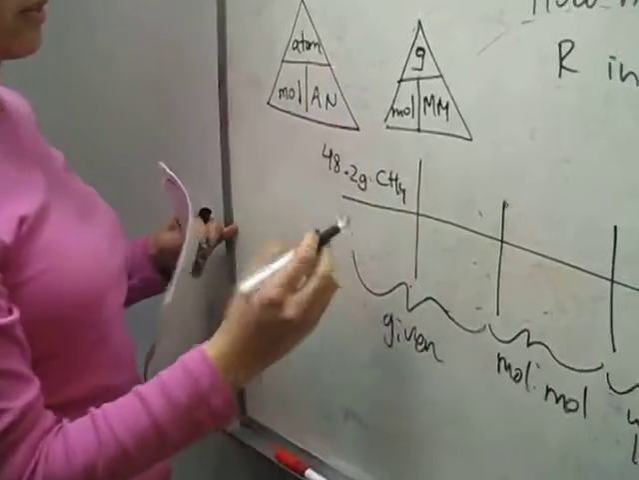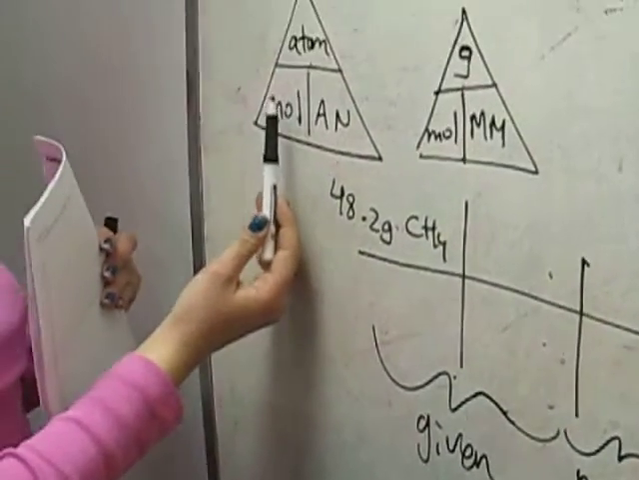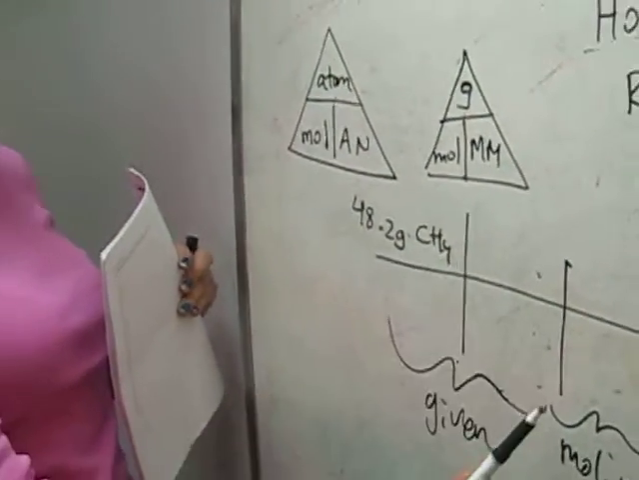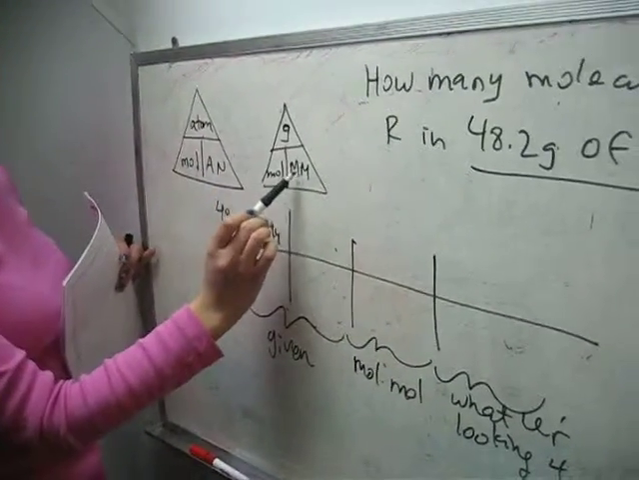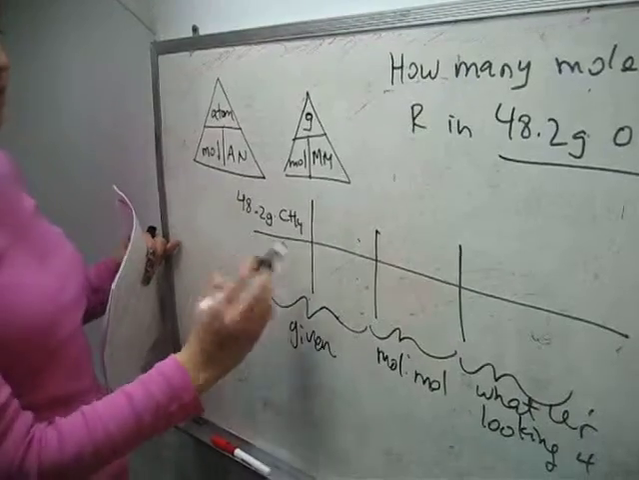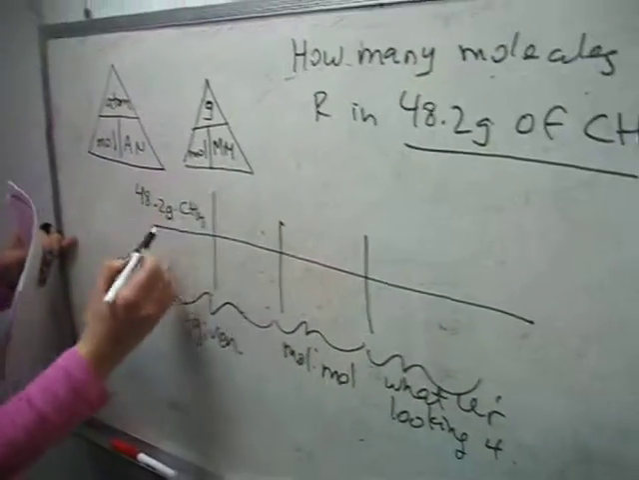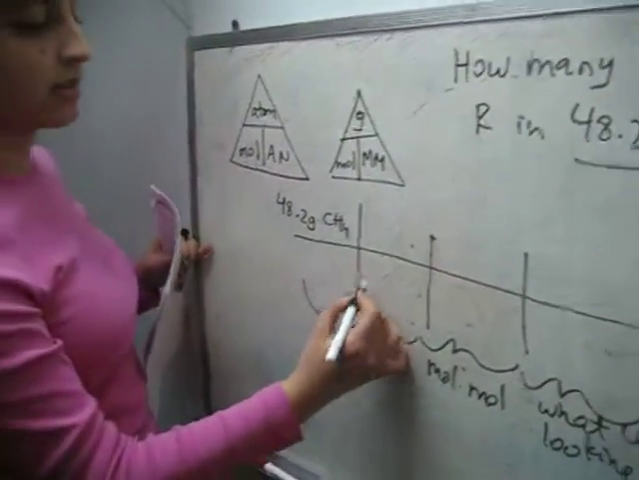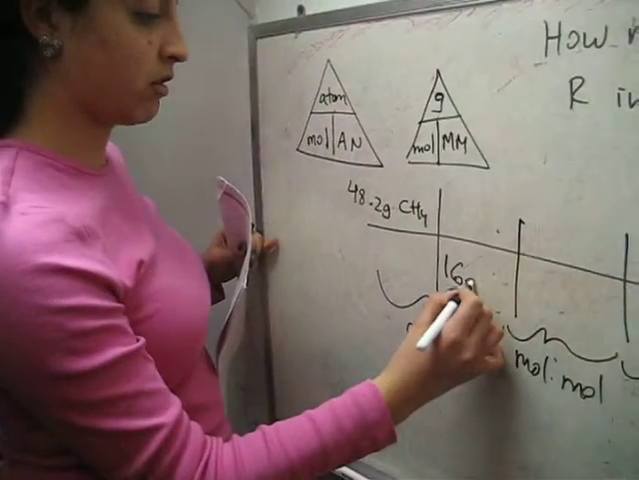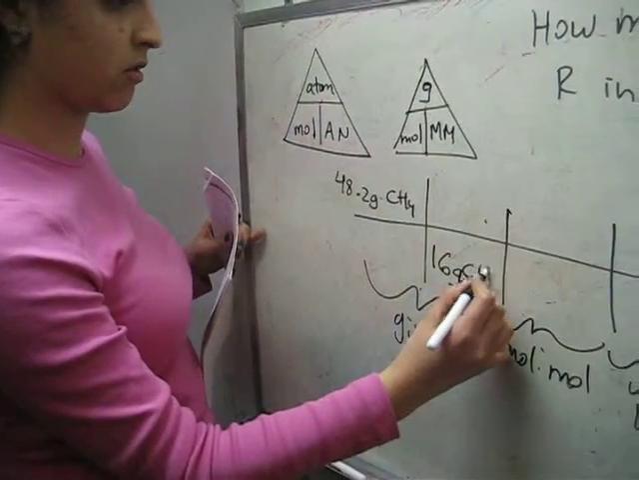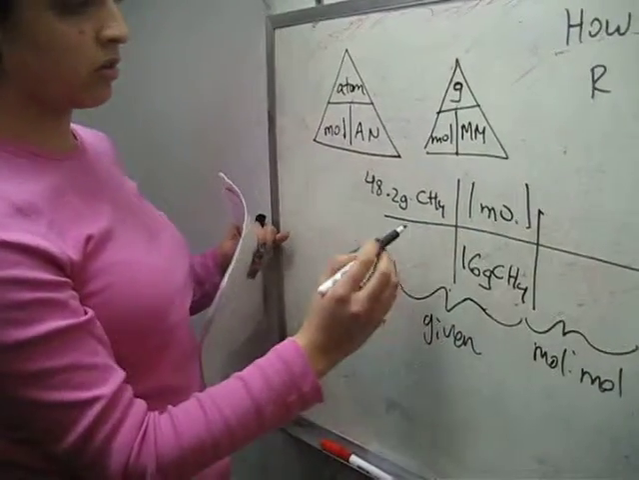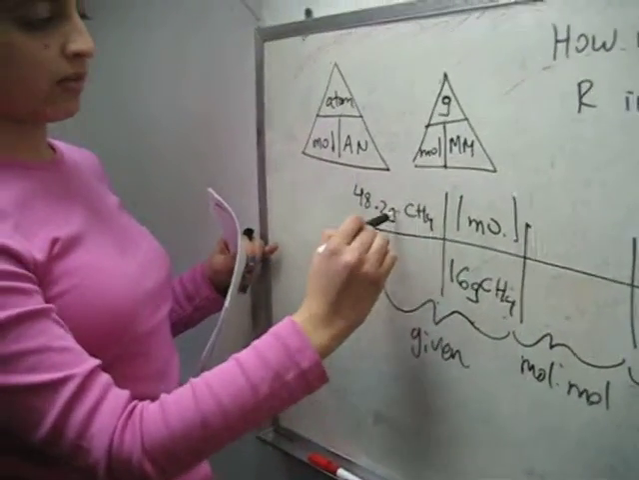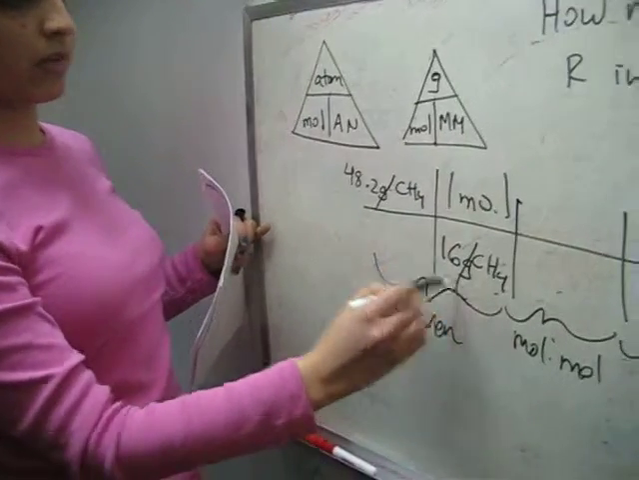But the problem is, with our little pyramid here, we don't have grams, we just have moles. Can we convert from grams into moles? Yes. How do we do that? Let's look here. Grams divided by molar mass gives you moles. So, molar mass of CH4 is 16 grams per mole. Okay, grams and grams cross out.